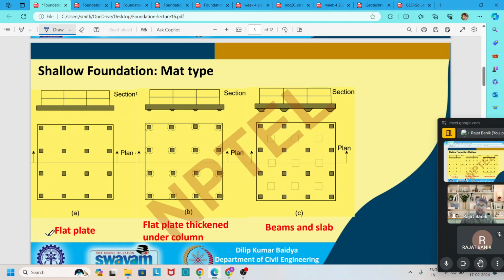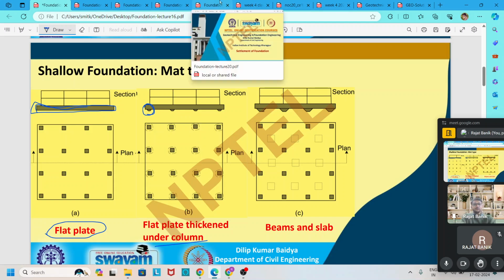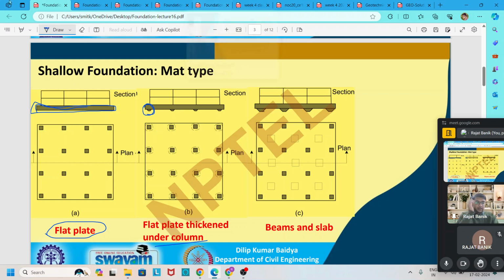The first one is the flat plate mat foundation. That means one plate-type structure is built on the ground surface, over which columns are situated. Then flat plate thickened under column. That means under the column the plate thickness is increased, but away from the column the plate thickness is reduced.